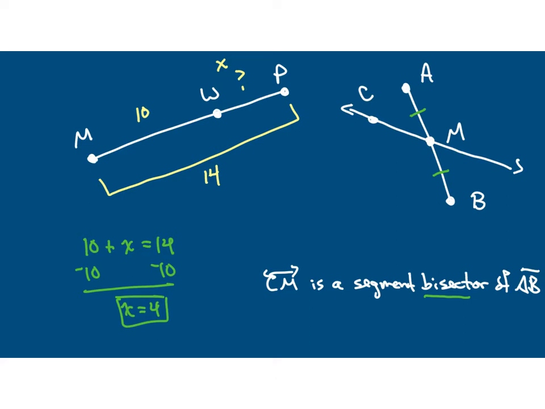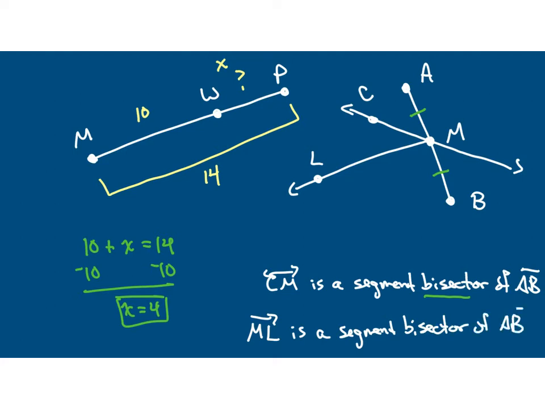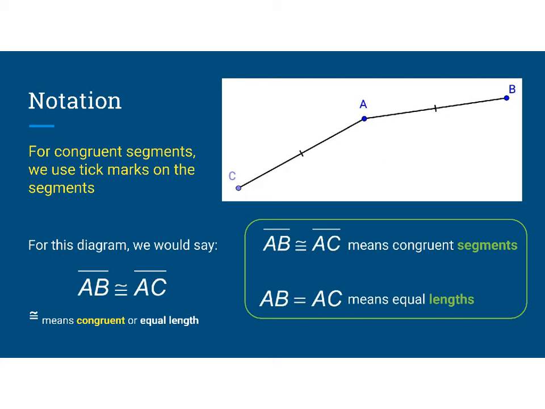Here's another case. Here's a ray coming out. This is L. So now I have ray ML is a segment bisector of AB, of segment AB. Okay, let's look at a couple other images here quickly. Now notation-wise, up here I have two segments. I have segment AC and I have segment AB. Notice the tick marks. I'm telling that they're the same length.